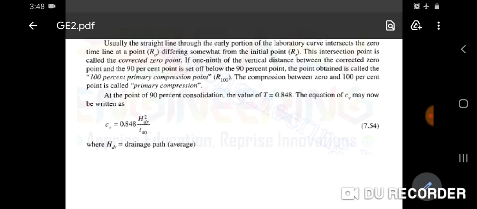So let us check the formula for CV. It is 0.848 into h square dr divided by T90, the same thing I have just told you, TV d square divided by T90. Here at 90% of consolidation, the value of T is 0.848. This formula can be noted down, and we will be discussing numericals on the basis of this formula.